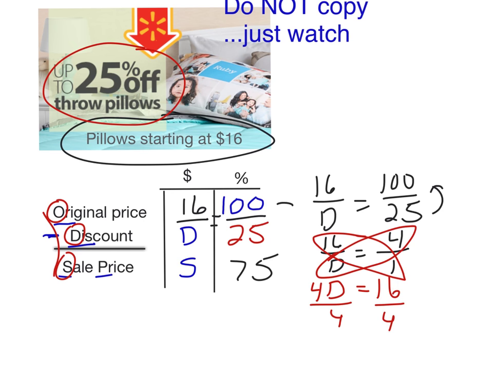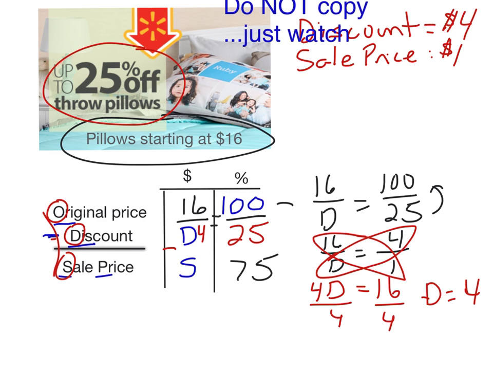Now I got to think about what that is, and that's actually $4. That would go right here. So my discount for my final answer, discount equals $4. Now it's also asking me for sale price. So write it out, sale price, and that's what this subtraction is for. So 16 minus 4 will get you $12. So I will pay $12 for that pillow.